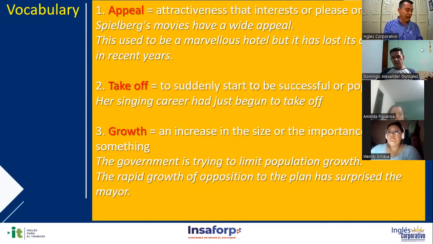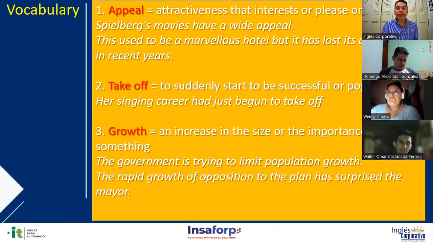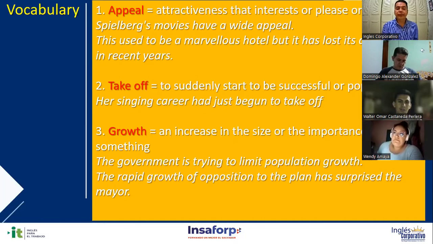Growth. Okay, so let me see who's going to help me. Walter Omar, please. Can you read growth? Yes, growth. Increase in the size or the importance of something. The government is trying to limit population growth. The rapid growth of opposition to the plan has surprised the major. Good. Thank you very much.